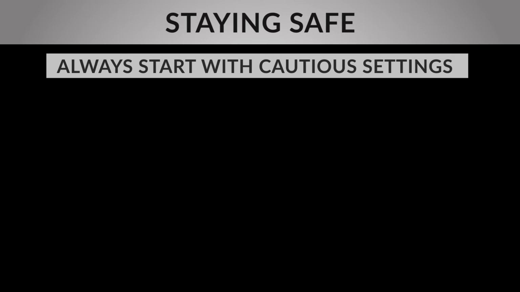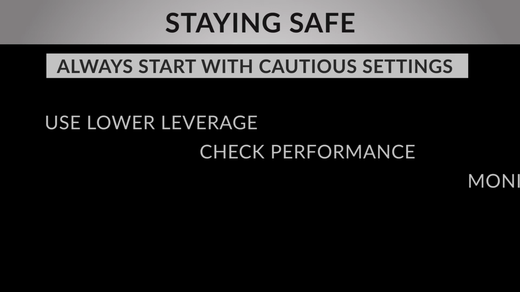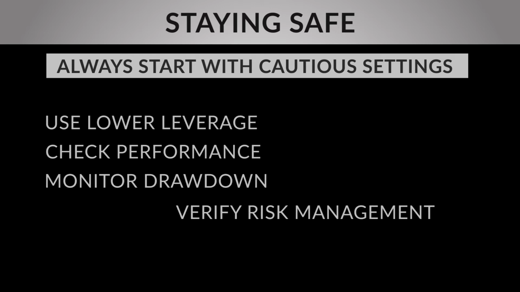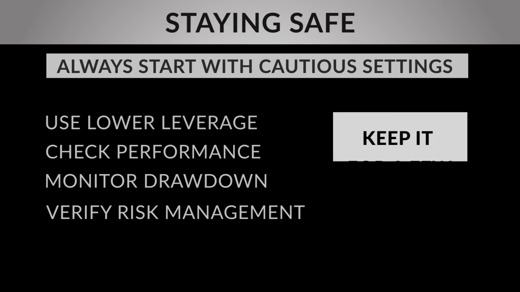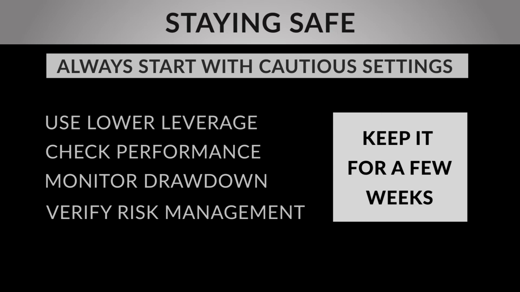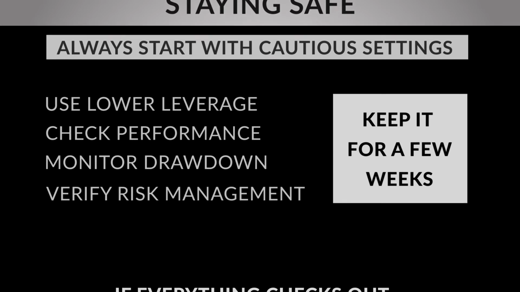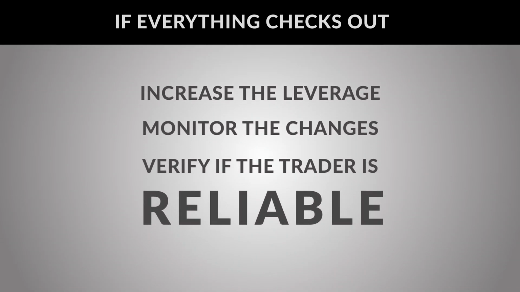In the beginning, copy the trader with lower leverage and see what the performance is, how deep the drawdown is, and how risk is managed. Keep this configuration for a few weeks. If the drawdown is insignificant and you feel like you could take on some more risk, increase the leverage a bit and monitor the changes. The key here is to start out with safe settings and only increase if you have verified that the trader you copy is reliable.